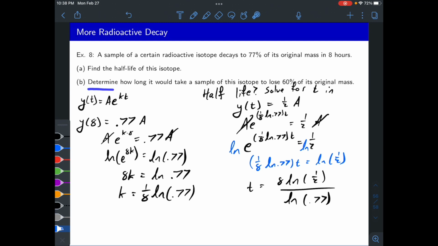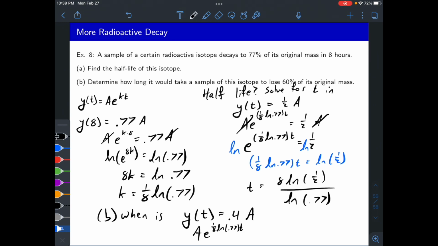Part B, how long would it take a sample of this isotope to lose 60% of its original mass? This is going to be a pretty similar question. So here it's saying, when is y of t going to be equal to, well, let's think about this. It's going to lose 60% of its original mass. If it's going to lose 60%, how much are we going to be left with? We're going to be left with 40%, so 0.4 times a. So here we solve a e to the kt equals 0.4 times a.